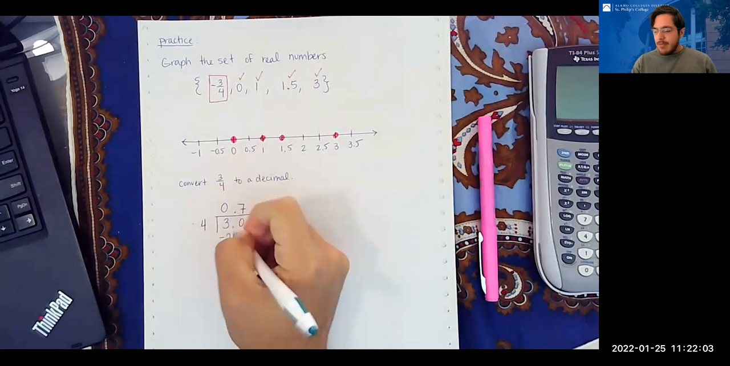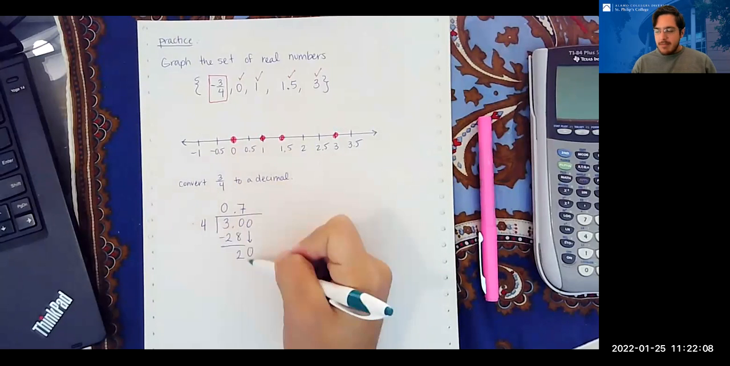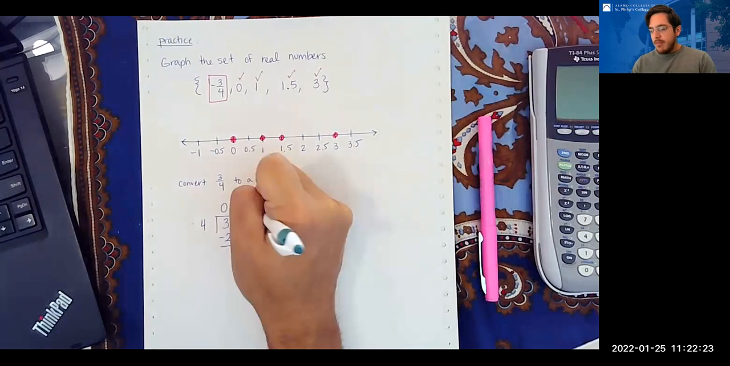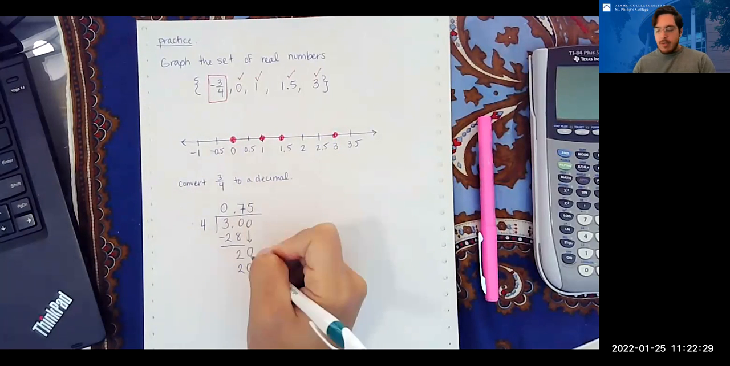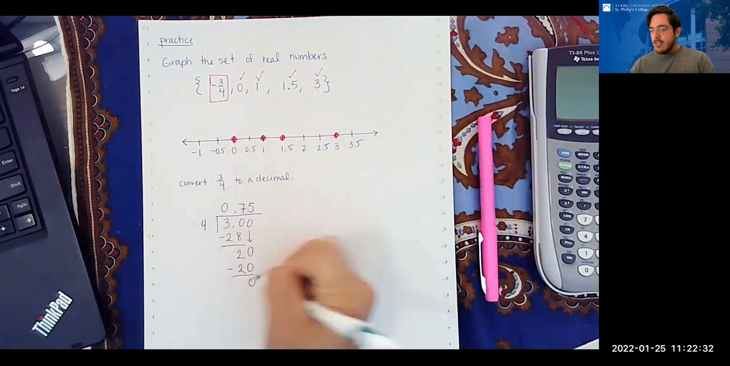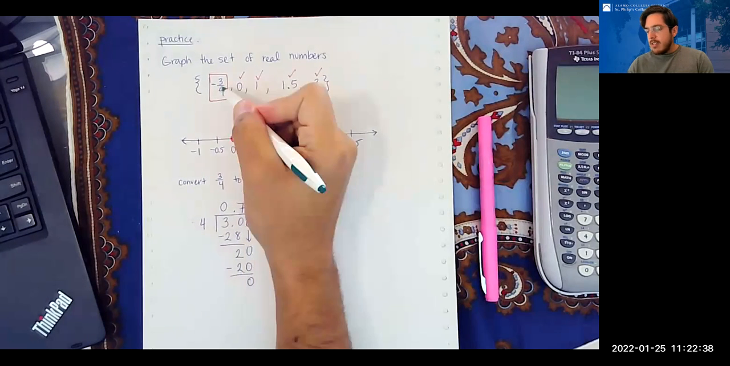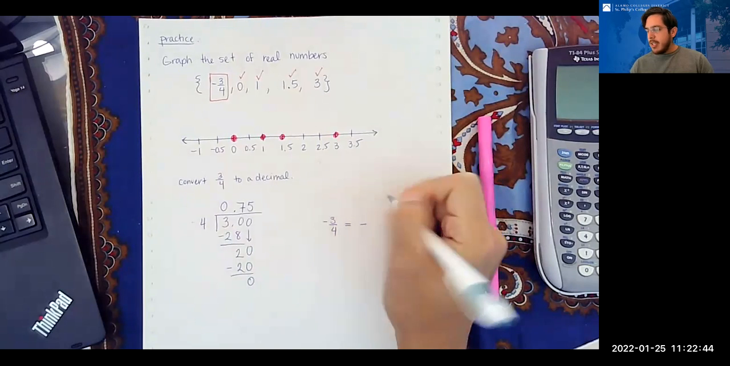I can drop this 0, and then ask myself, how many times does 4 go into 20? Five times. 5 times, right? 5 times 4 is 20. So I can subtract that and I'm done, right? Because I got a 0 here, there's no remainder. That means that if I'm really working with -3/4, -3/4 should be equal to -0.75. Does anybody have any questions about that?